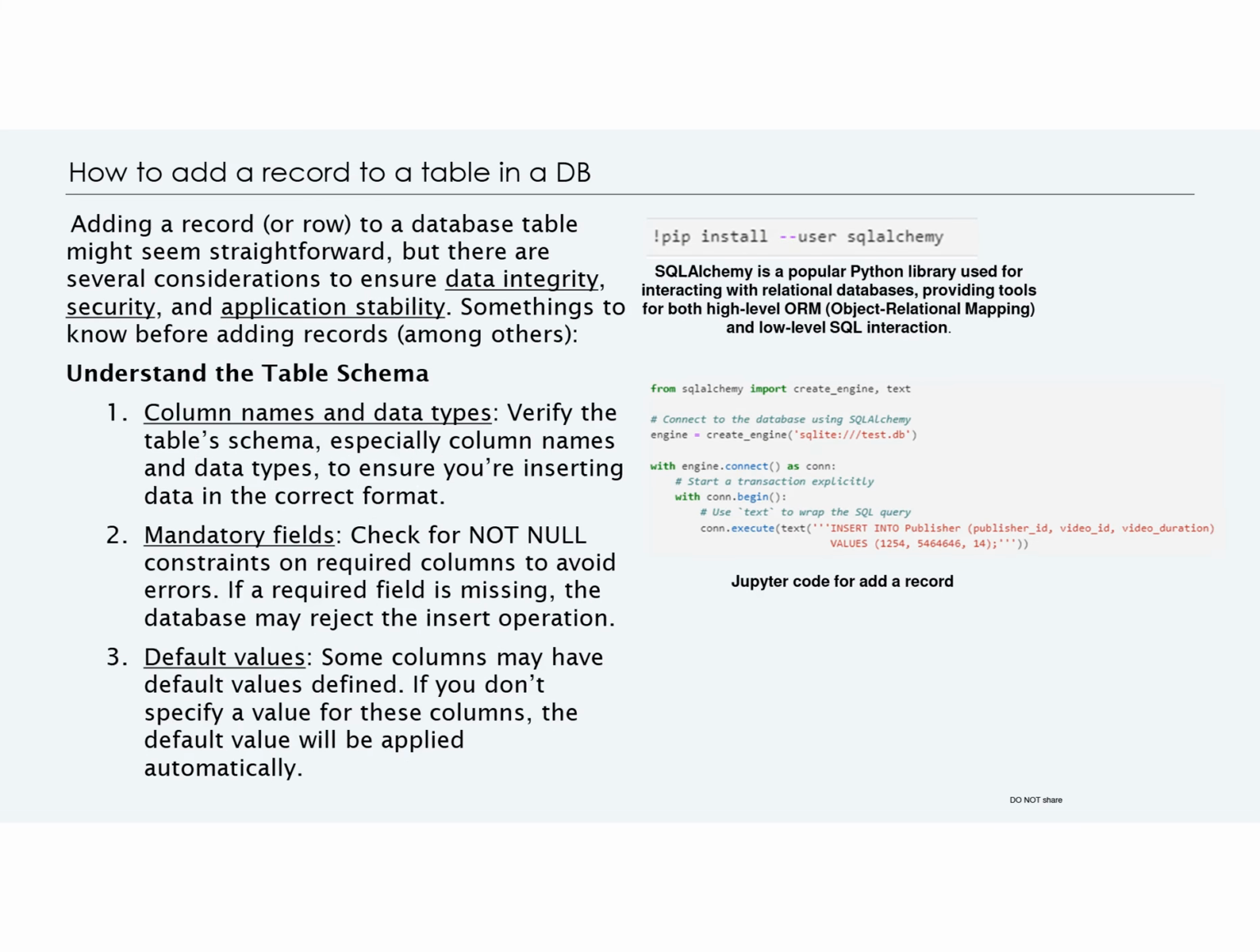Now let's enjoy adding a new record to a database. But first, make sure you understand the table schema. Double-check those column names, data types, and required fields to keep data integrity strong. Keep an eye out for not null constraints to avoid errors along the way. Default values can be a big help too. They kick in automatically when no value is specified. And for all you Python enthusiasts, SQLAlchemy is a fantastic library for database interactions, giving you both high-level ORM and low-level SQL power. Let's get those records in place with confidence.